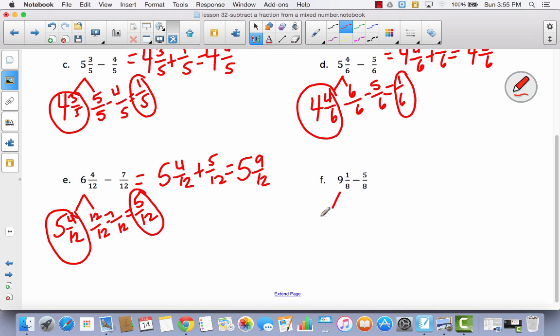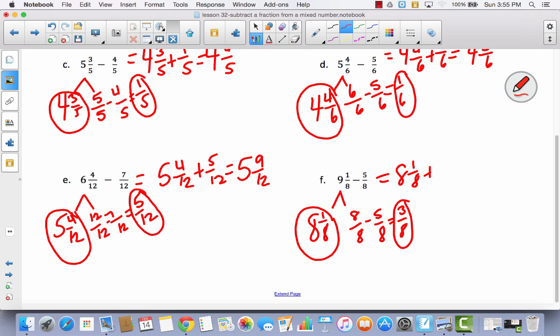Okay, so hopefully you at least got this part. 8 1/8 and 8/8. Now I'm going to take 5/8 away from 8/8, and that leaves 3/8. So now I'm going to take what's left here and add it back to this part of my number bond. And that gives me 8 1/8 plus 3/8, which equals 8 4/8.